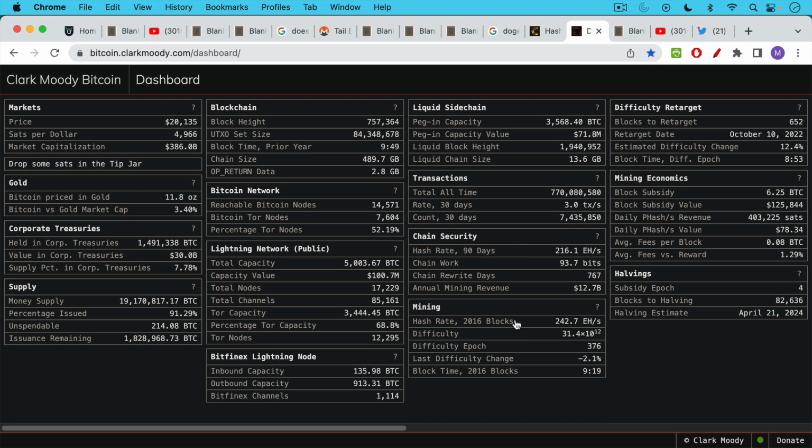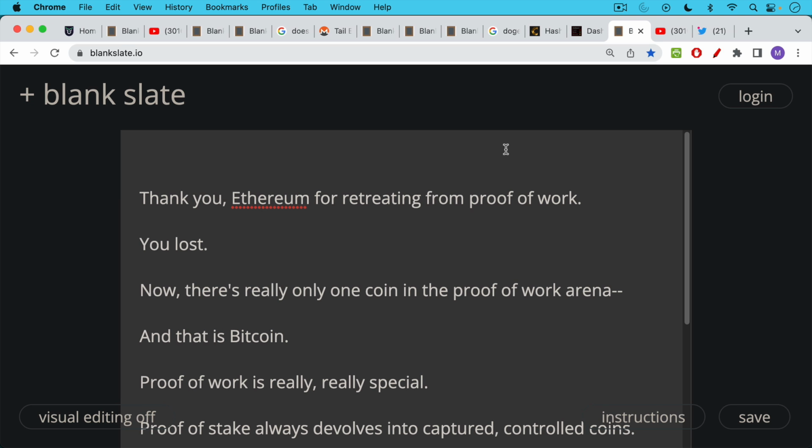The actual hash rate today, over the past 2016 blocks, is 242 exahashes, which is even higher than 216 exahashes. So I just want to say thank you, Ethereans. Thank you, Ethereum, for retreating from proof of work. You lost the proof of work game.